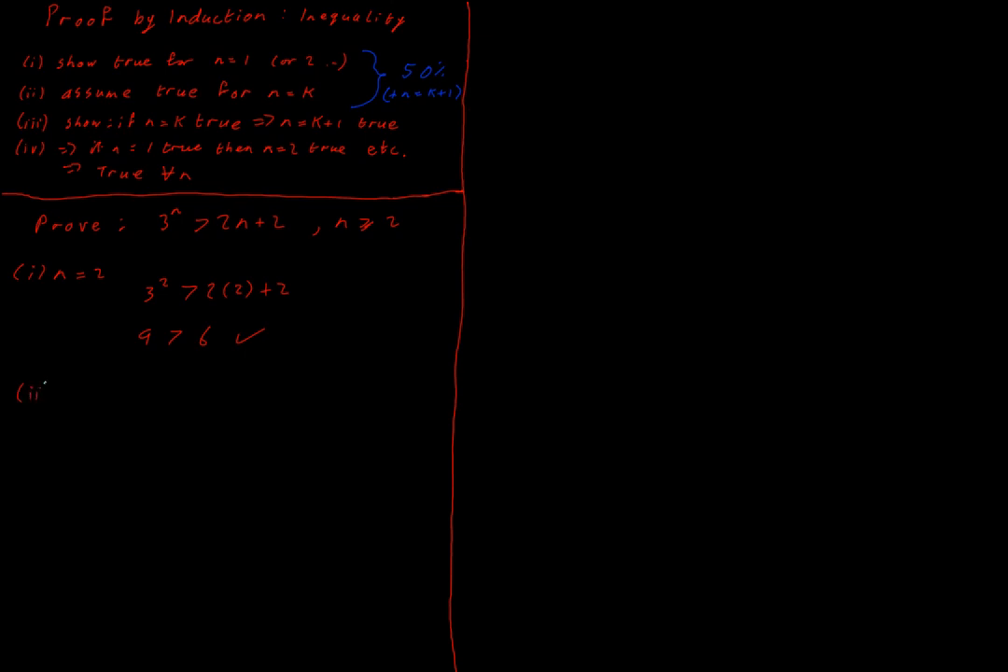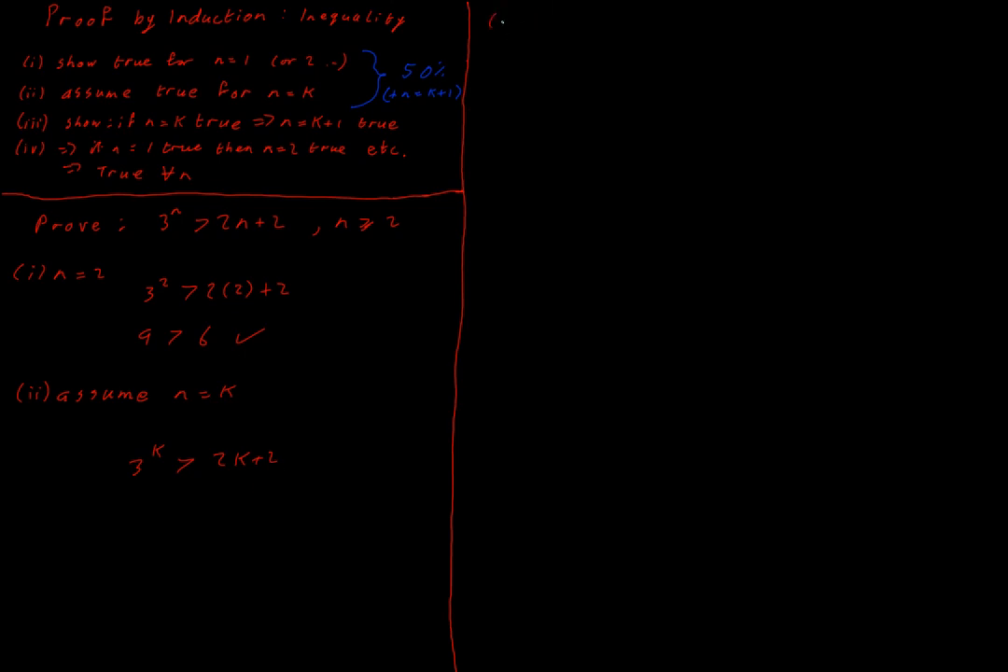Part 2. I'm going to state that I assume that this is true for n is equal to k. What does that look like? n is equal to k is assumed to be greater than 2k plus 2. Same setup as always. We've done basically no math so far.